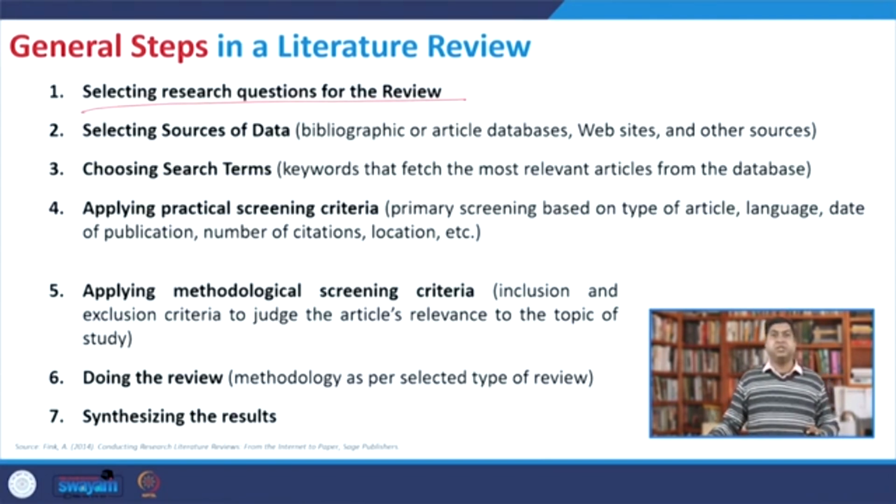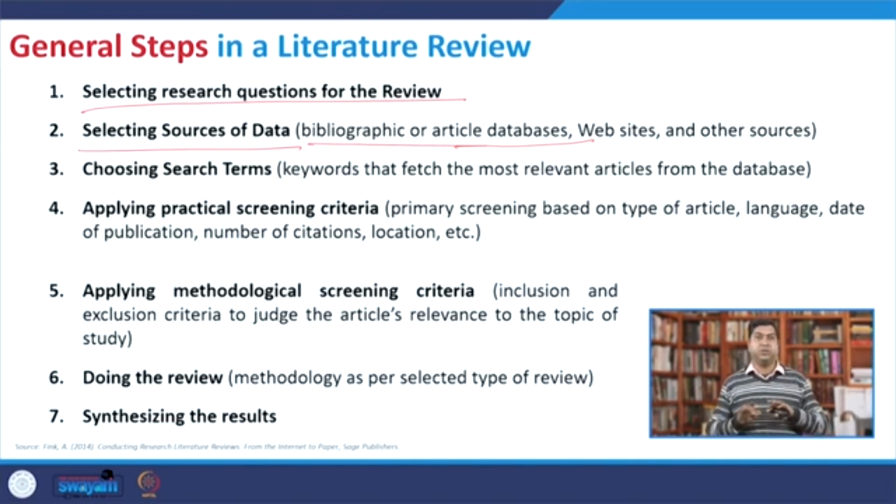This research question is a broad question, for example, is there any work that has been done in the field, or are there any factors that are influencing this kind of phenomenon. These are the kind of initial questions you should have. Then you have to select the sources of data, which can be bibliographic or some kind of article database. A bibliographic database only gives you the titles and overall information; it will not tell you about the content.